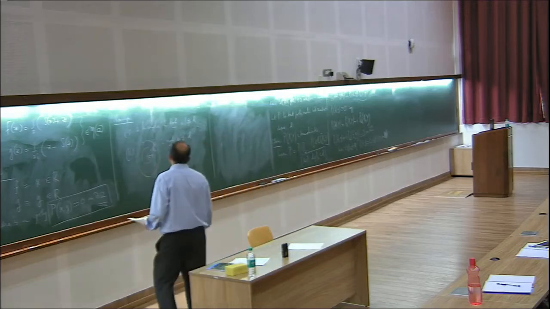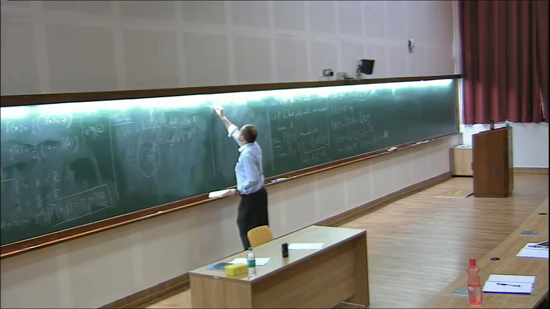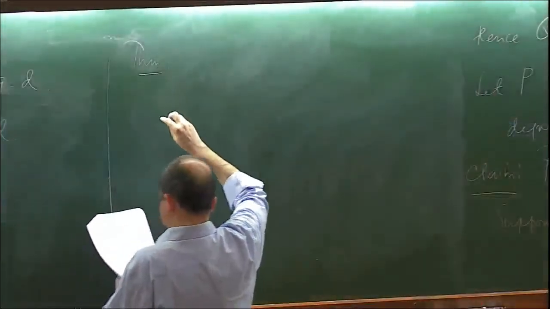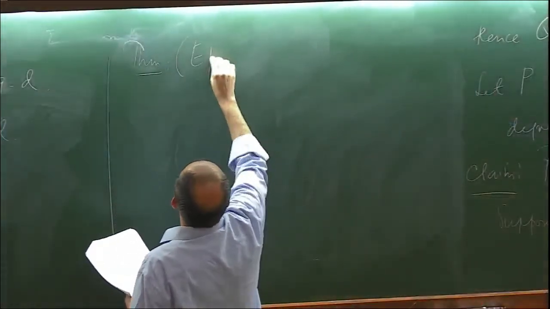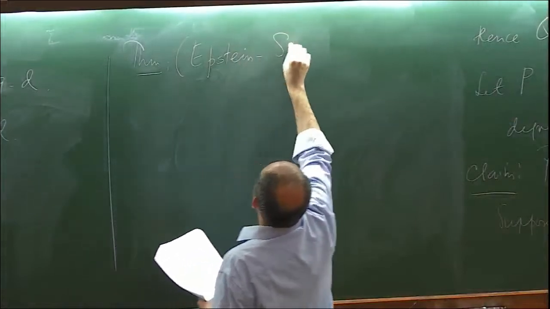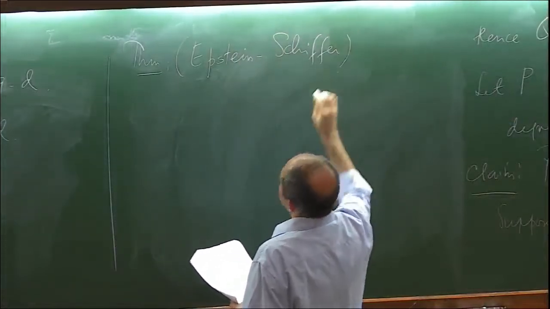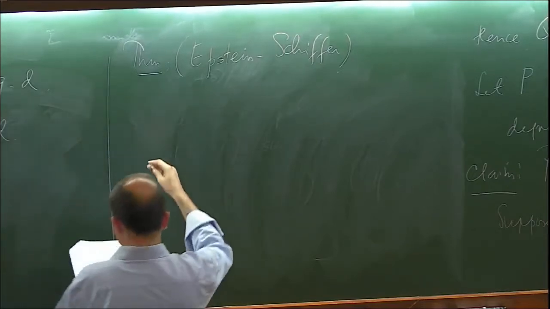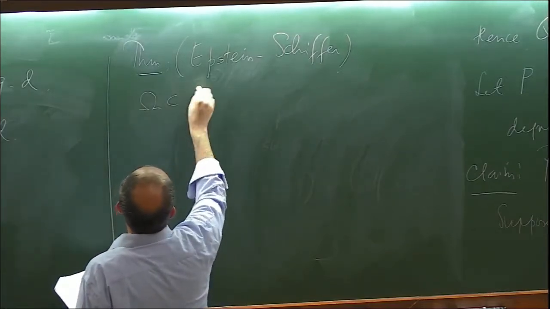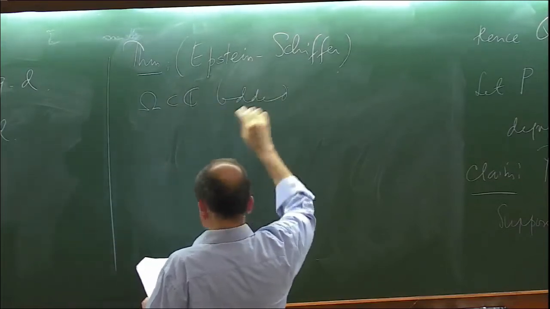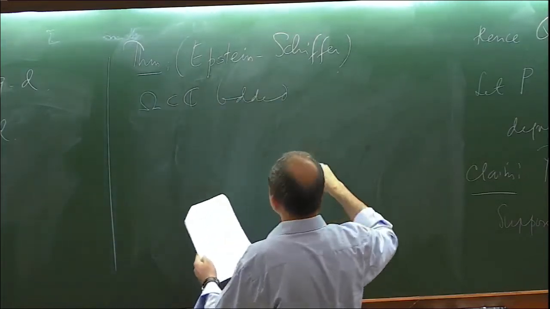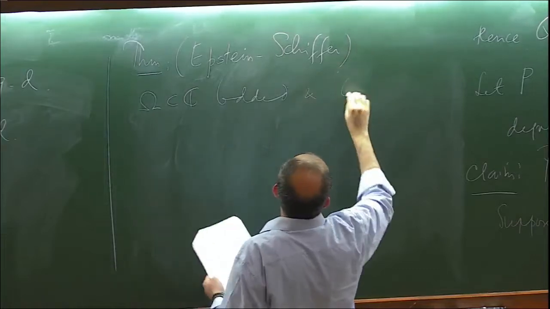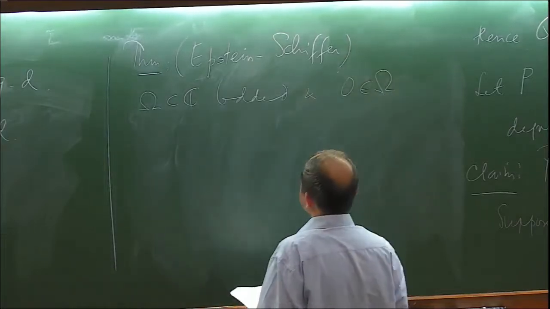But before I do, here is a very, very nice theorem, an old theorem due to Epstein and Schiffer. The theorem states the following. Suppose omega is a bounded domain, and assume without loss of generality that the origin belongs to omega.